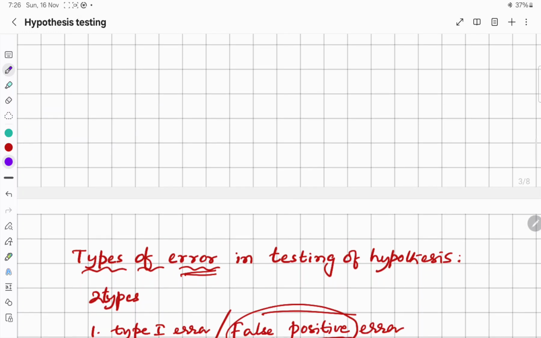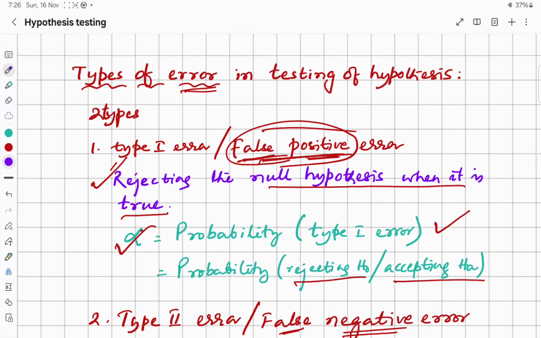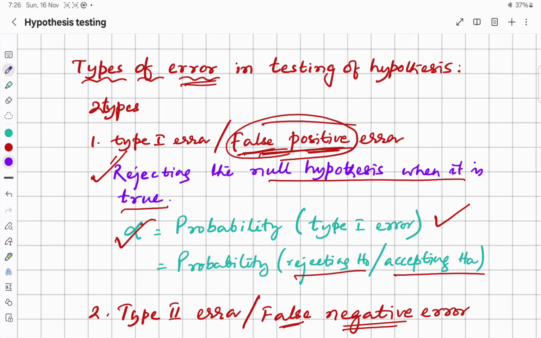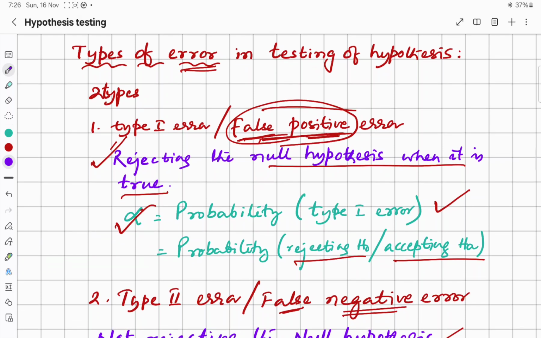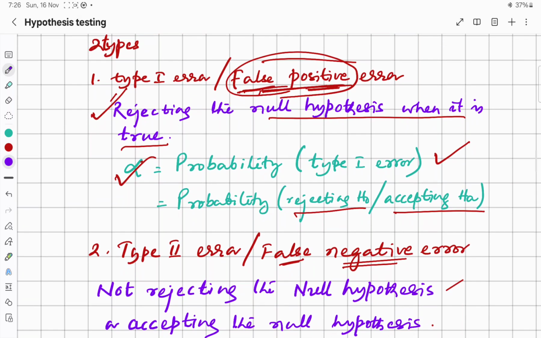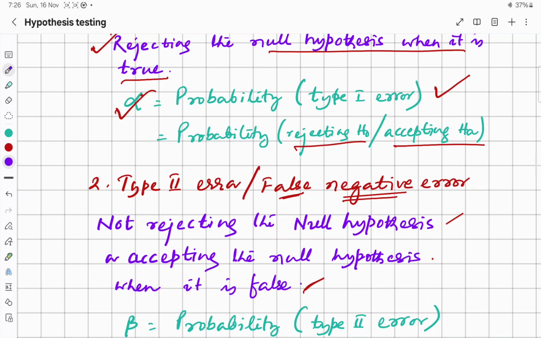So during hypothesis testing, there can be two types of error, false positive error or false negative error. False positive error is called type 1 error, that is rejecting the null hypothesis when it is true, and false negative error is the type 2 error, that is accepting the null hypothesis when it is false.